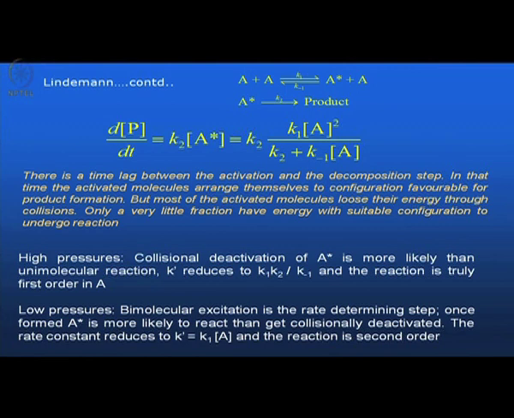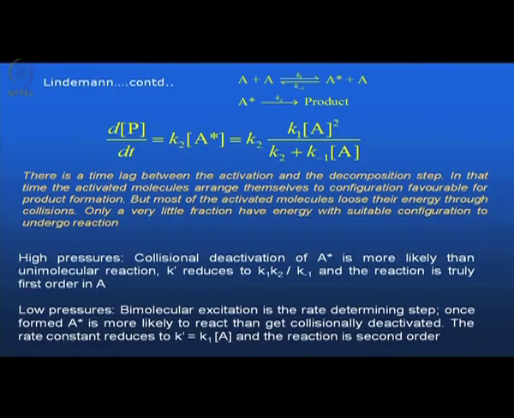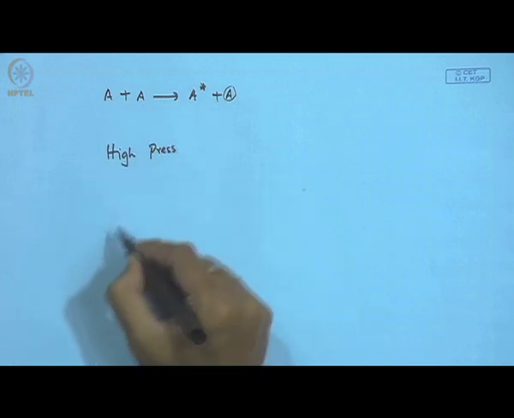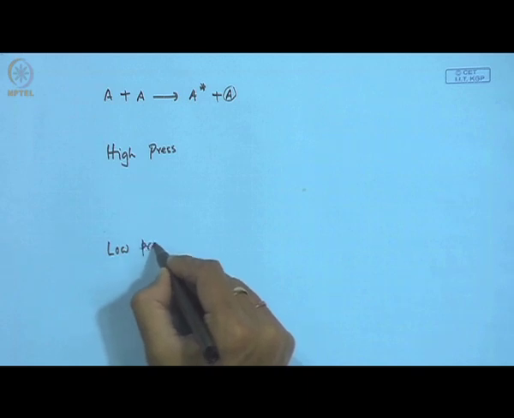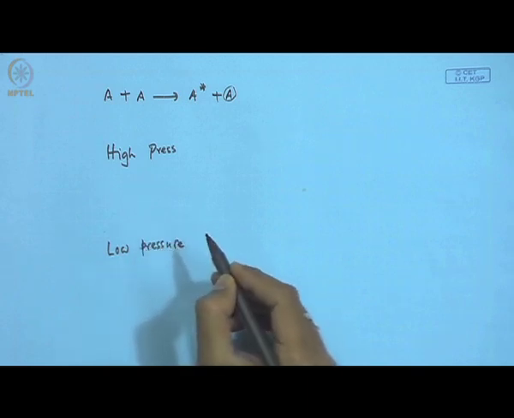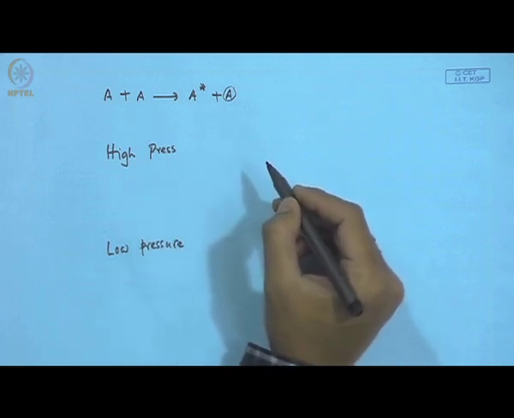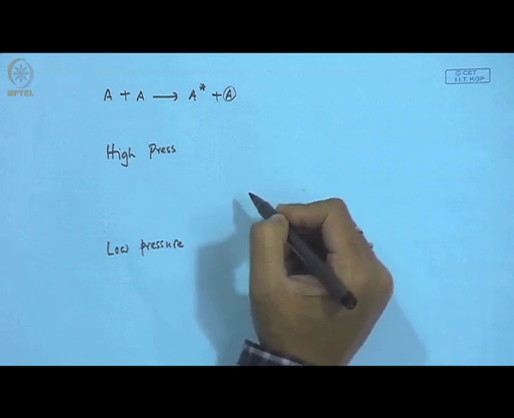So, let us divide the whole course of the process into two regions. One is the high pressure region, and the other is the low pressure region. High pressure region means collisional deactivation is more likely. Why is collisional deactivation more likely? Because high pressure means these gaseous molecules are pressed from outside, so that they come closer to each other.